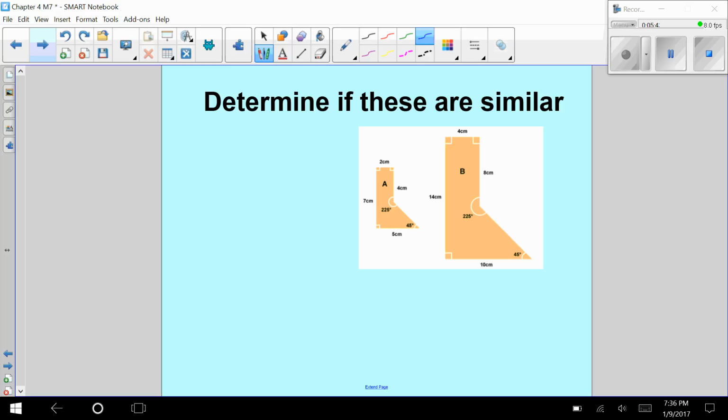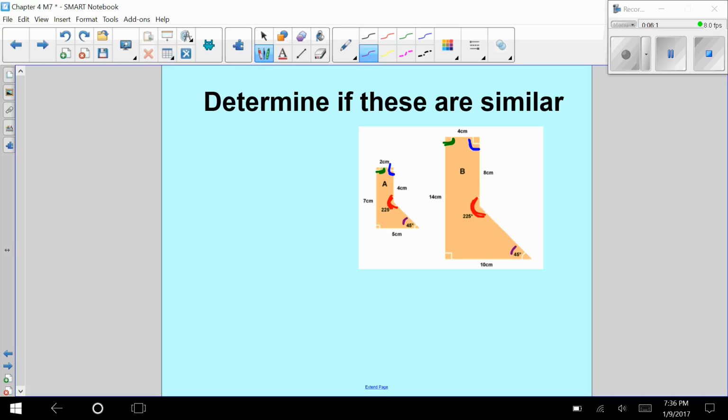Now let's look at if these are similar. To determine if they're similar, all the corresponding angle measures have to be the same. These are the same figures we looked at before, but let's just recap. I've got a 90-degree angle here and a 90-degree angle here. They're the same. I've got a 90 here, and this 90 corresponds. They're the same. I've got a 225 here and a 225 here. They're the same.